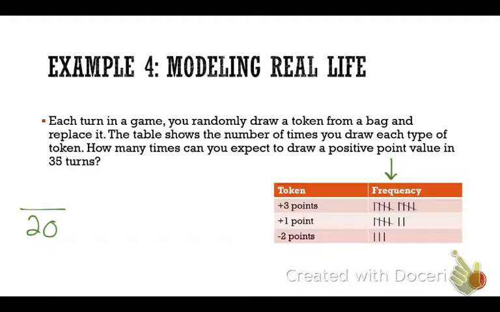Now, from that table, how many of them were positive flips? 17. An easy way, guys, to determine that is there were only 3 negative flips. So if there's 20 and there was only 3 negatives, how many were positive? 17. Okay? Now, I need you to calculate that percentage. This gives me the percentage of flipping a positive point value, or I'm sorry, not flipping, but drawing from the bag. Okay? So what did you get when you divided 17 by 20? 85%.